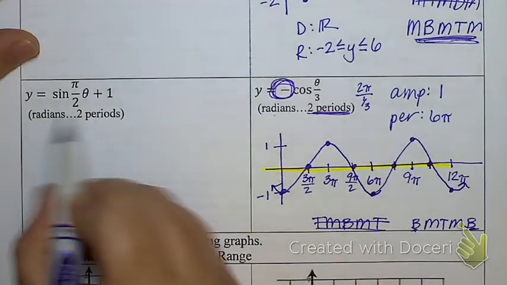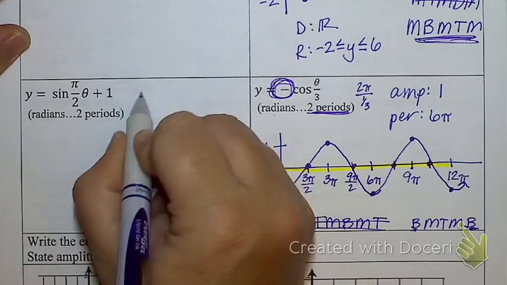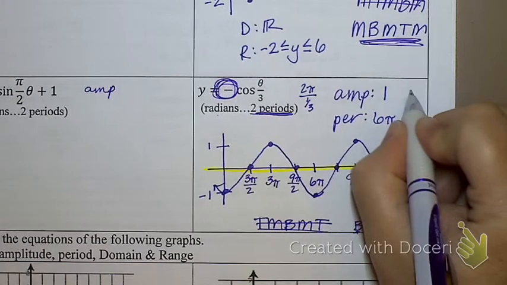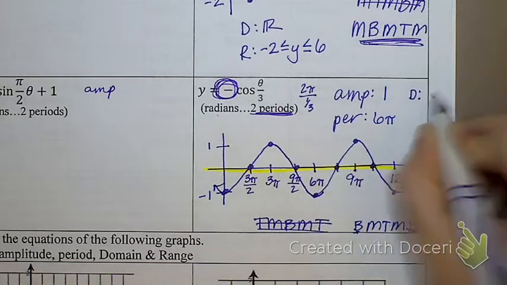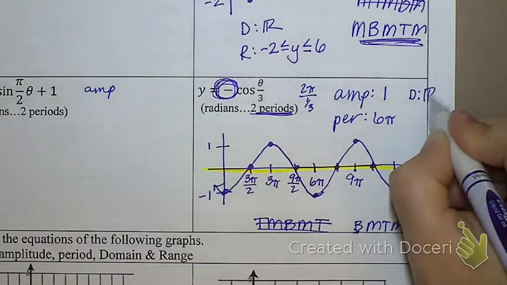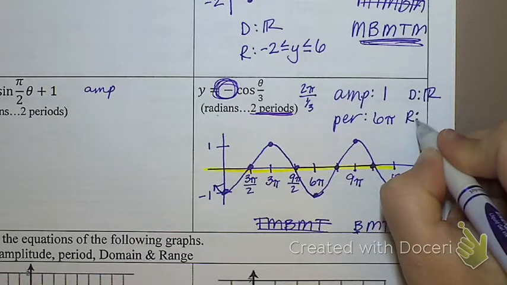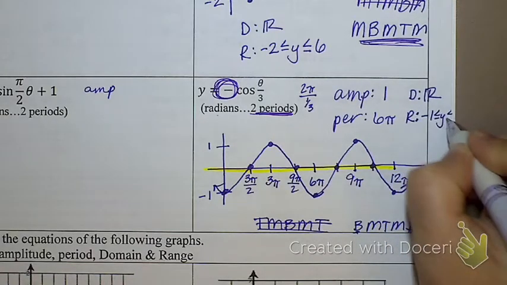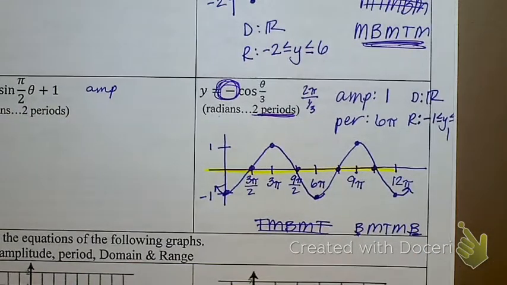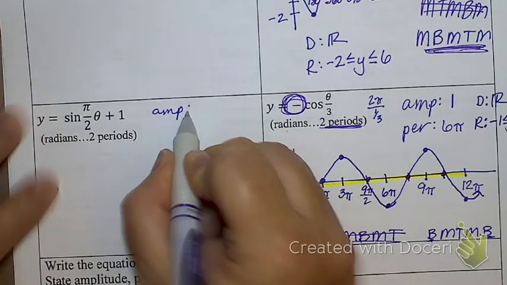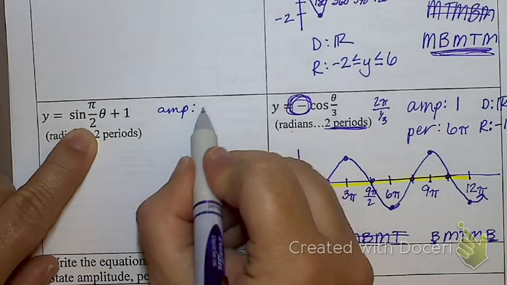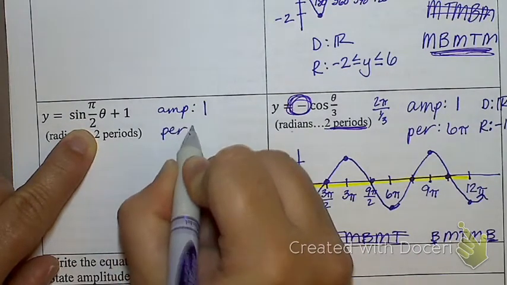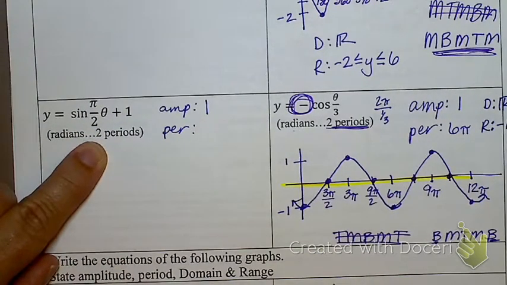Again, radians, again, 2 periods. So let's see what we've got. Ooh, I forgot my domain and range. Going back, what's my domain here? All real numbers. What's my range here? -1 is less than or equal to y is less than or equal to 1. All right, moving over here. What's my amplitude? 1. What is the period? We're in radians.